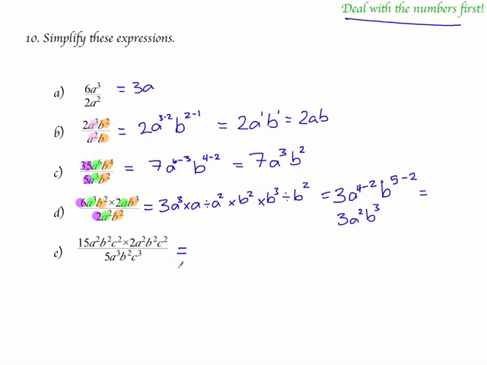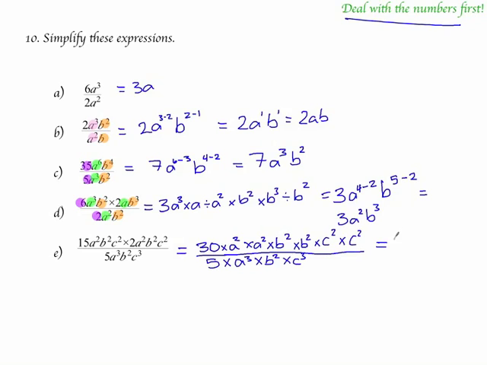And you're going to do a similar thing for the last one. Remember, deal with the numbers first, so the final answer is 6ab squared c.